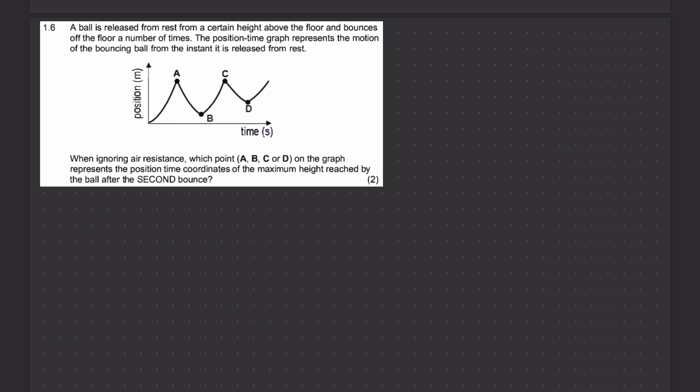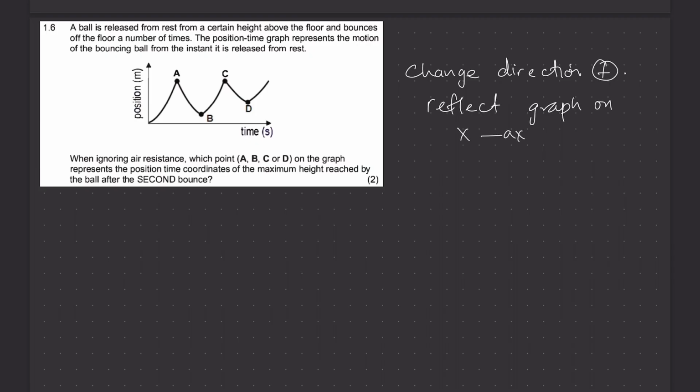So what we can do with a position time graph especially is change the direction that's positive. If we change the direction that's positive, we're basically reflecting the graph on the x-axis. So what I'm trying to say is, if it's difficult to interpret like this, simply reflect the graph and then the graph will resemble the actual trajectory of the object. So, for example, if I reflect this, the graph will look something like this.